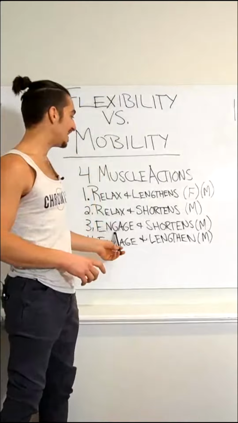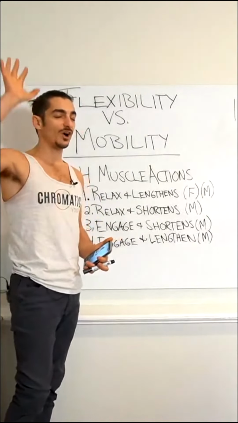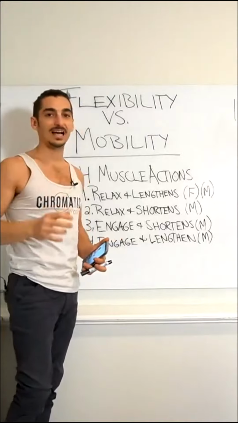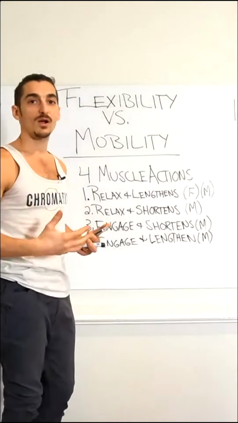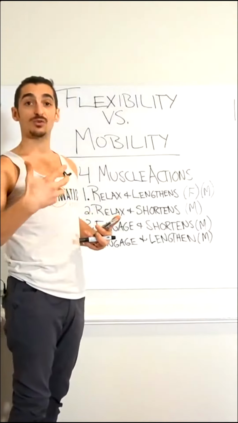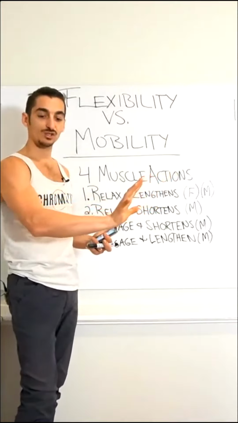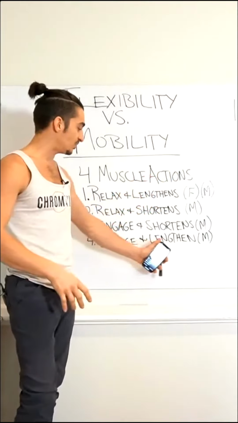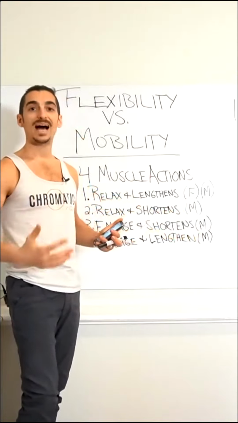So engaging and shortening a muscle would be the triceps in downward facing dog. You're pushing, straightening the elbow joint, so you're shortening the triceps while they are engaging. Versus chaturanga, they're engaging to slow down the movement, to create graceful movement. That's number 4, where you slow down the lengthening of a muscle by engaging it.